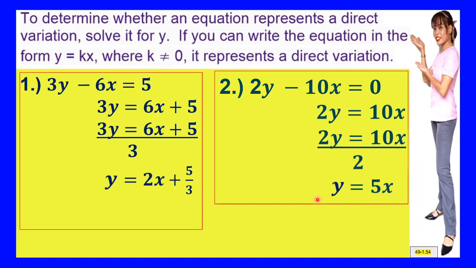This is now the transform equation. y equals 5x, which is in the form y equals kx, where the k here is represented by 5. So, 2y minus 10x equals 0 is an equation that represents a direct variation.